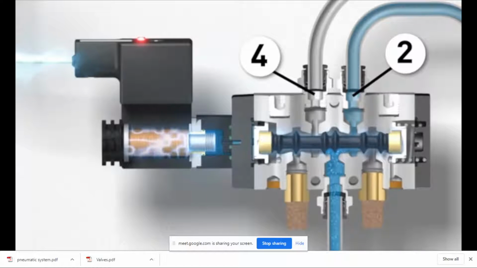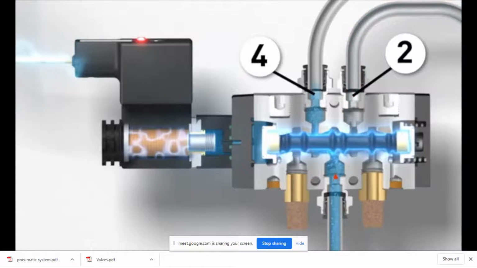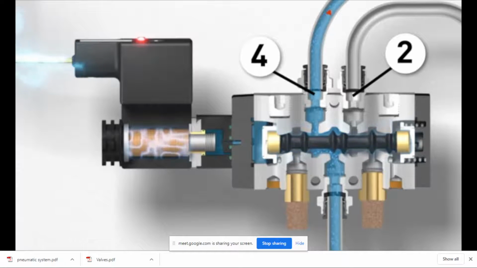When that plunger is unseated, it allows air from inside the valve, known as pilot pressure, to push the spool to the right. Once the spool reaches the far right side of the valve, the lands, or high spots, are now closing off the passage to the number 2 working port, and instead directing the compressed air to flow to the number 4 working port.